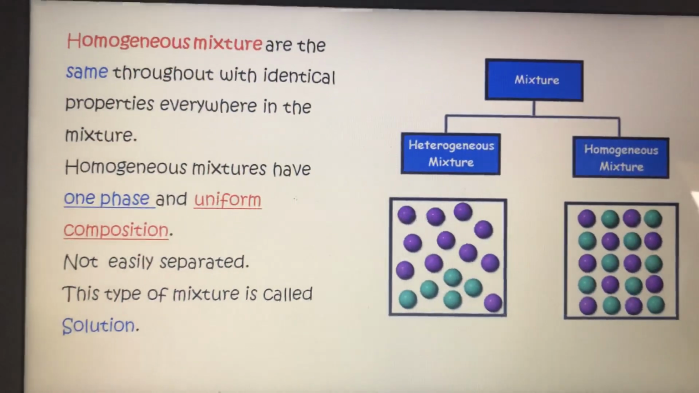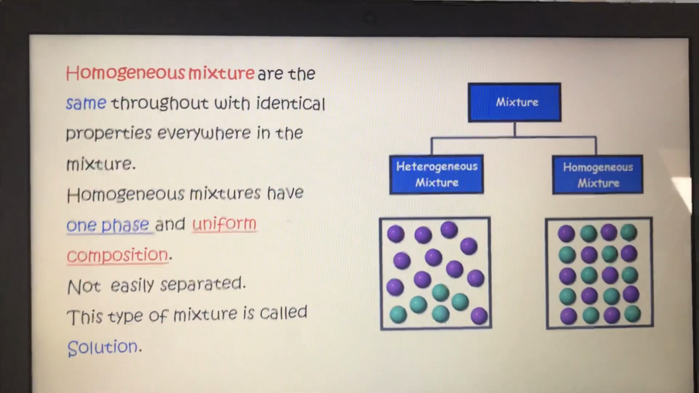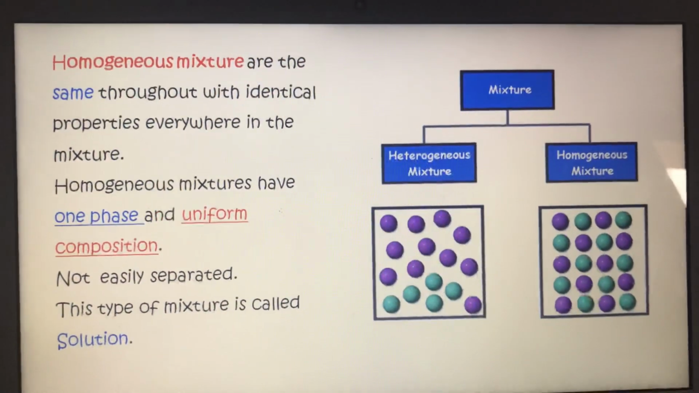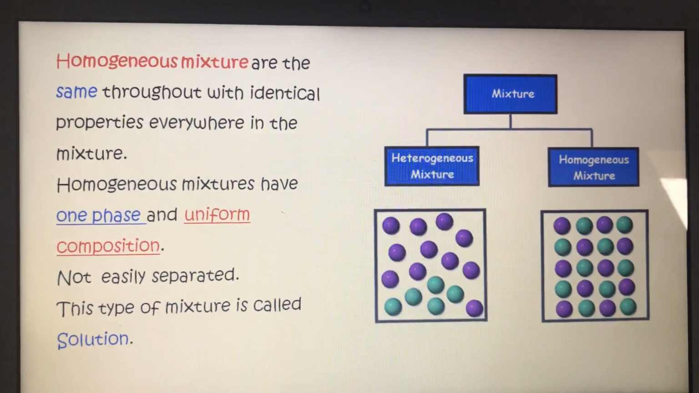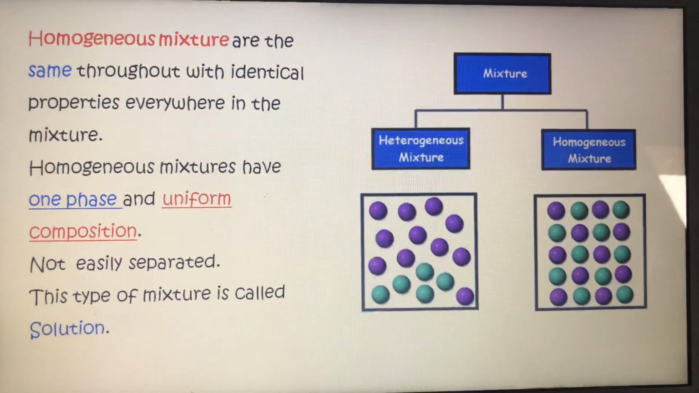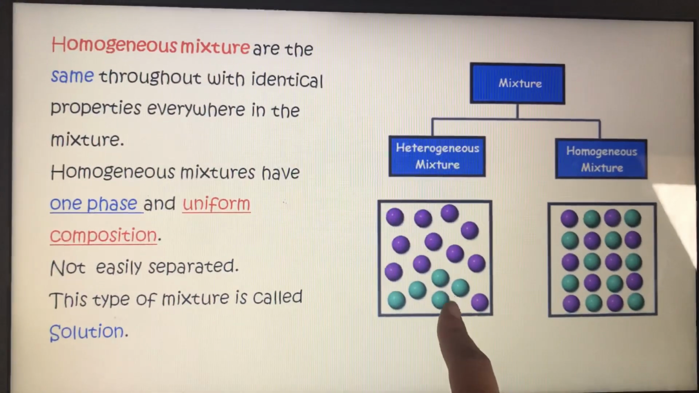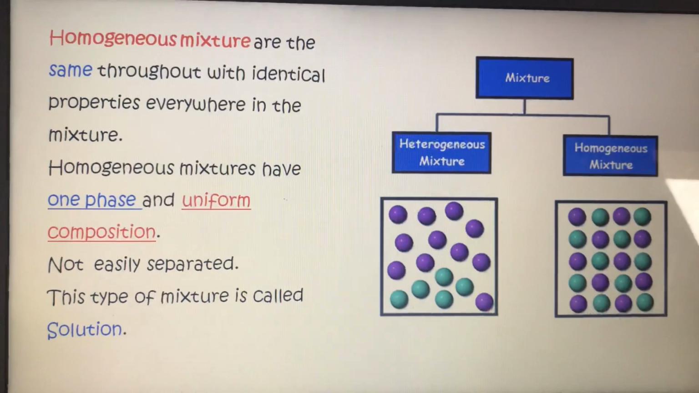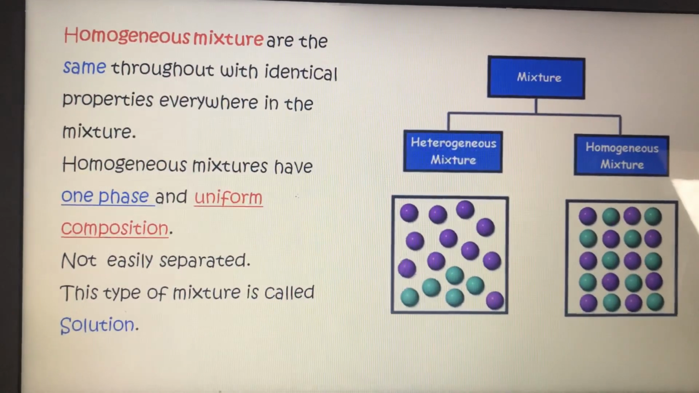Now you have to make the difference between a pure substance and a mixture. A mixture, from the word mixture, means I'm mixing two or more different pure substances together. I have two types of mixtures. If you look at this picture here, you can see that I have something called heterogeneous mixture and something called homogeneous mixture. Let's start with homogeneous mixture.